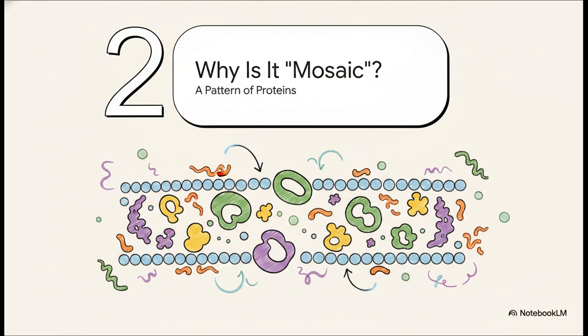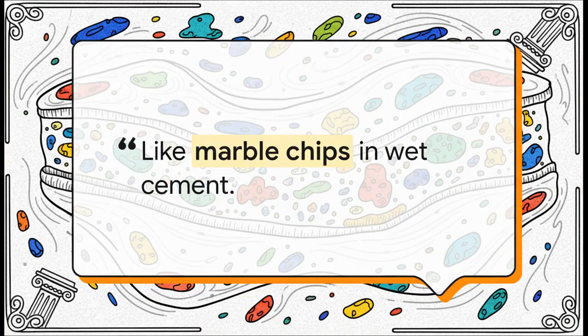All right, so we've got the fluid part down. Now let's tackle the second half of the name. Where does the word mosaic come into play? The scientists who first came up with this model, Singer and Nicholson, they used this absolutely brilliant analogy to explain it. They pictured it as being like one of those old-school mosaic floors, with little marble chips scattered around in wet cement.